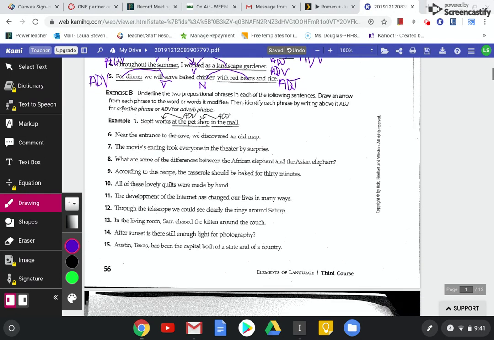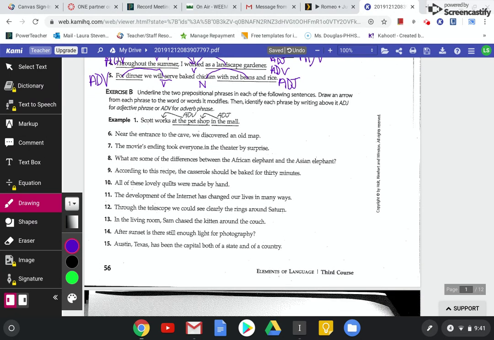Okay, going on to the next part. We gotta find the prepositional phrases. I'm gonna do that first. Near the entrance to the cave. Next prepositional phrase I have in the theater and by surprise. For the next one I have of the differences in between. And you guys just remember these are words like near, to, in, by.